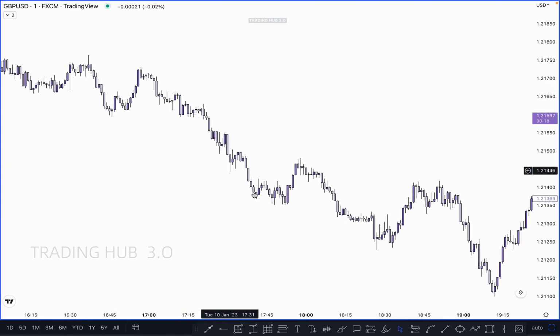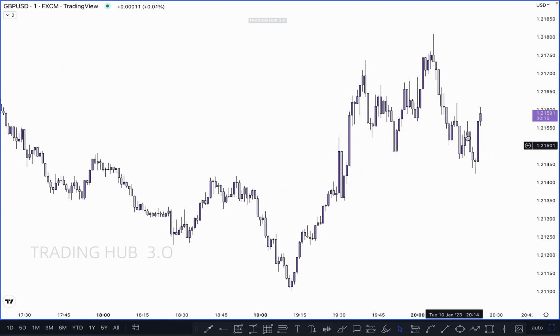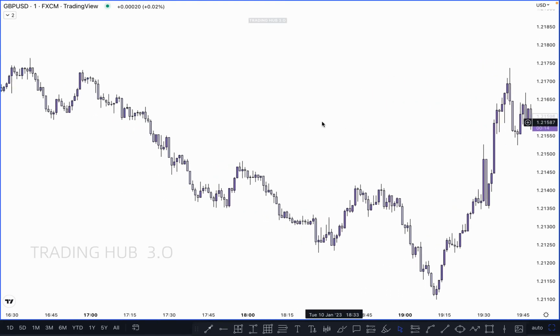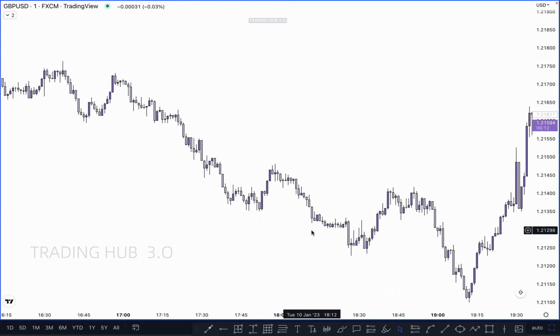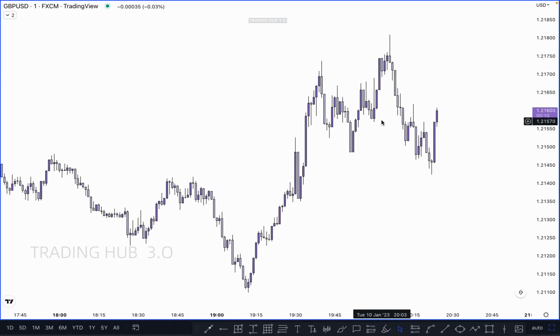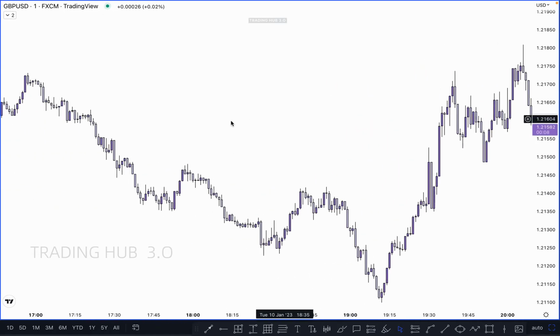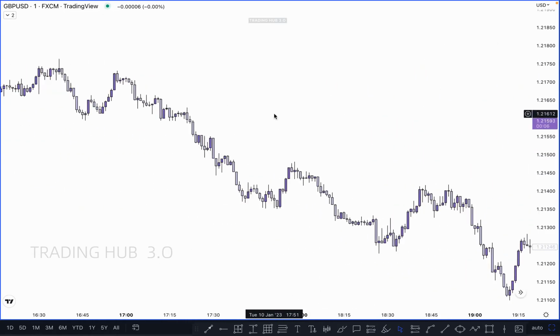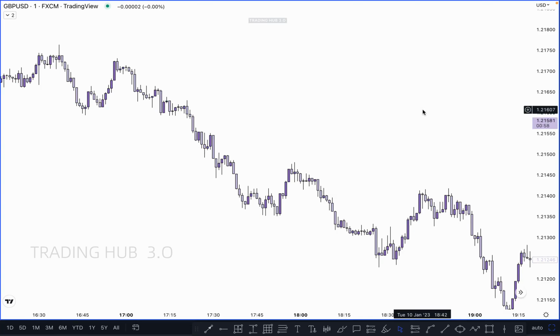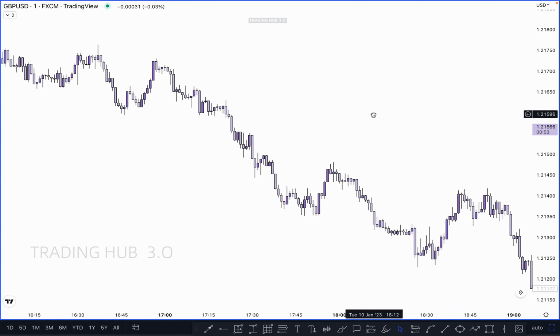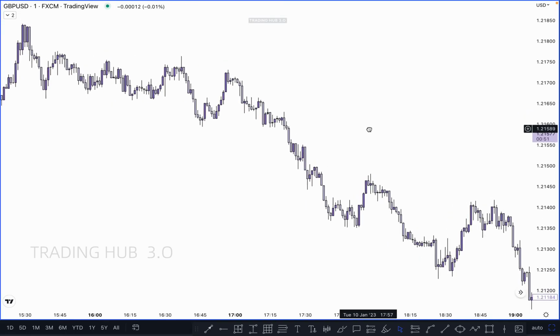So let's see, this is a live example, a live market in GBP USD, and this is our bearish momentum and this becomes our bullish momentum. So how can we identify order flow? Order flow is very simple, clean and easy to understand. Let me show you exactly how you can mark it here.